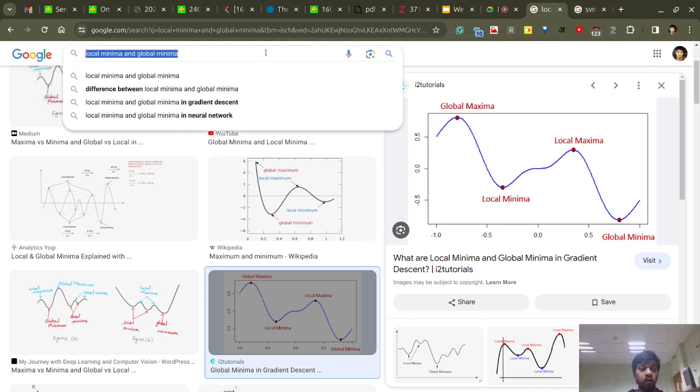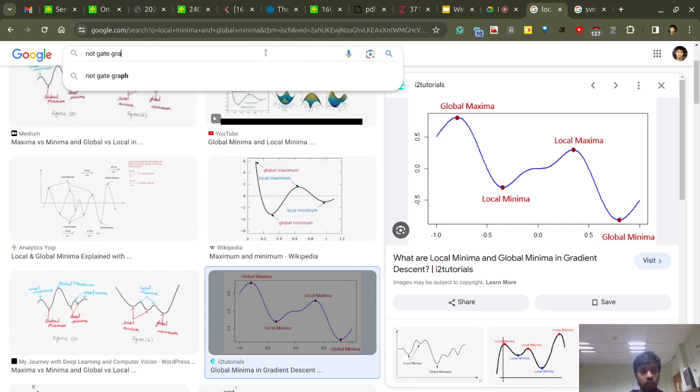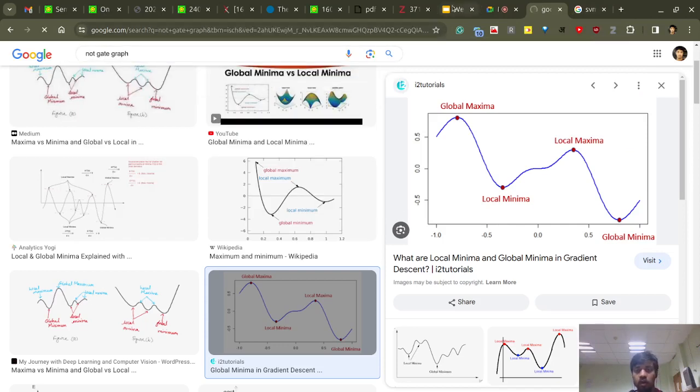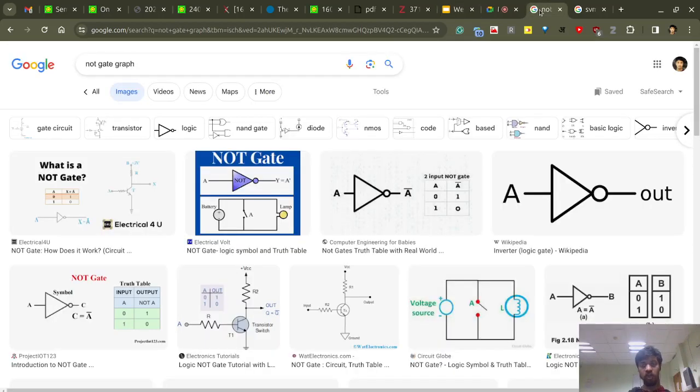Sir, A is false. A is false, B, C, D is true. So NOT gate it cannot do, and OR and XOR it can do, right? You are saying that. Yeah, it's correct. No, that is not correct.